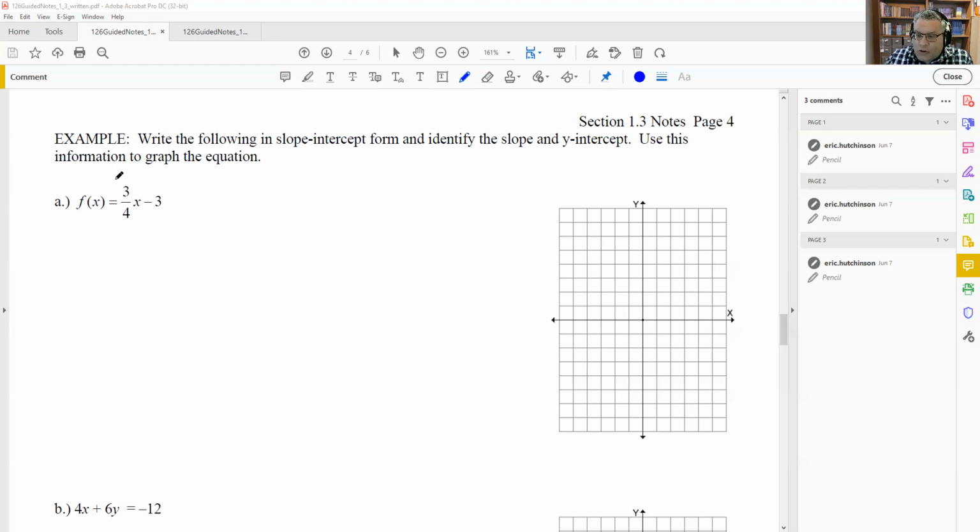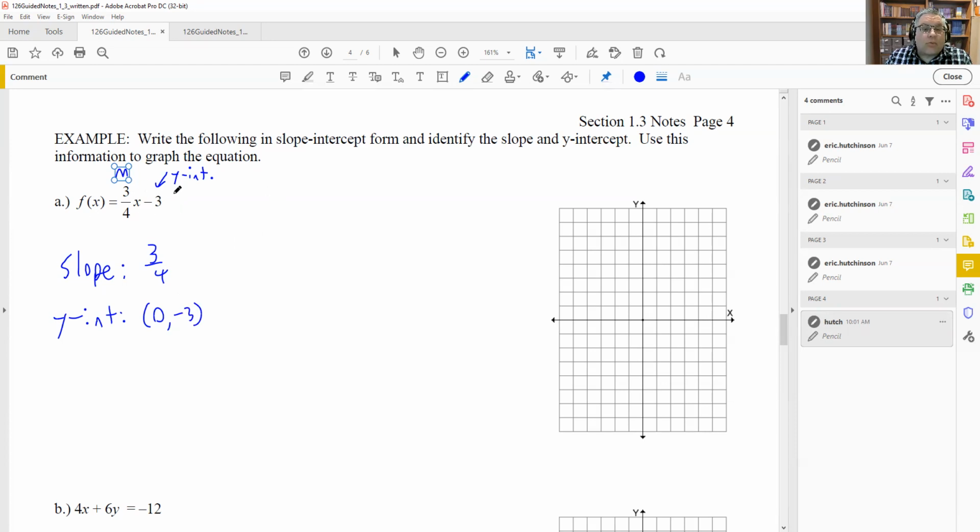The 3/4 is going to be the m, and this -3 is your y-intercept. So if it asks for the slope, that's 3/4. The y-intercept we can write as a coordinate. You have to put a 0 whenever you have the y-intercept, so it's (0, -3). That comes directly from the equation. This is why it's called slope-intercept form: you can find the slope and the y-intercept directly from the equation.